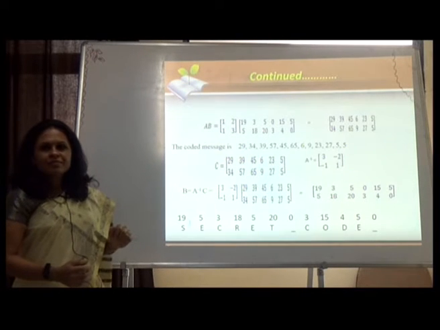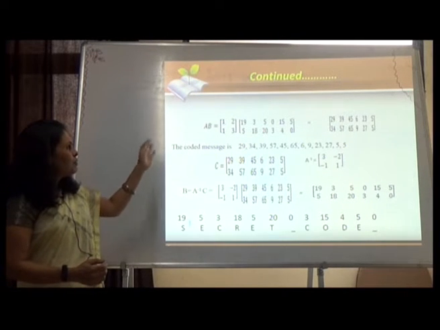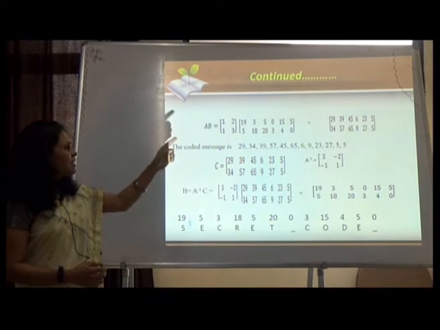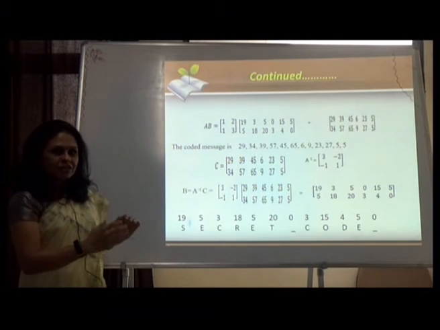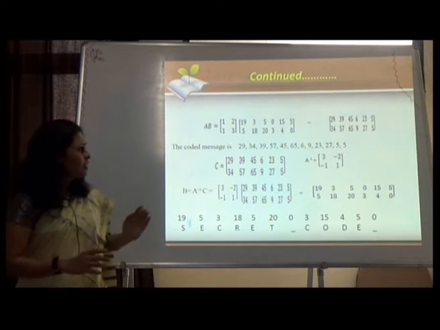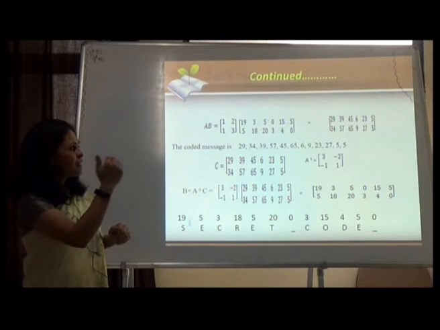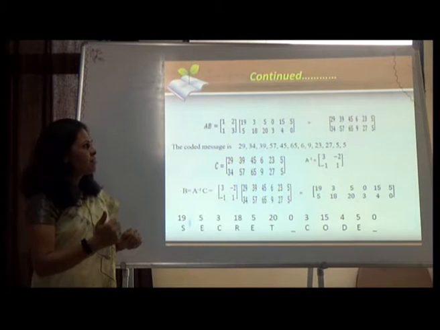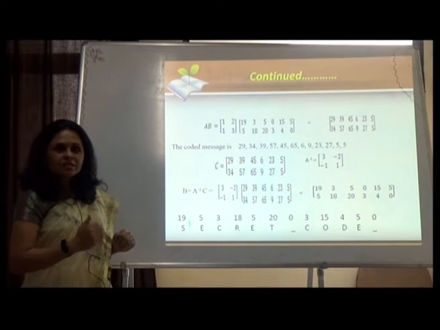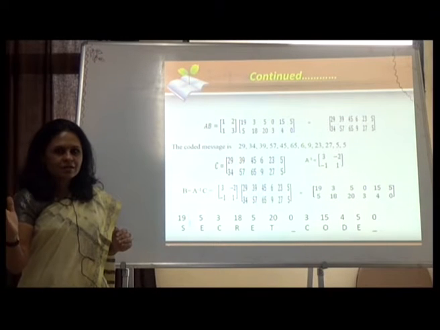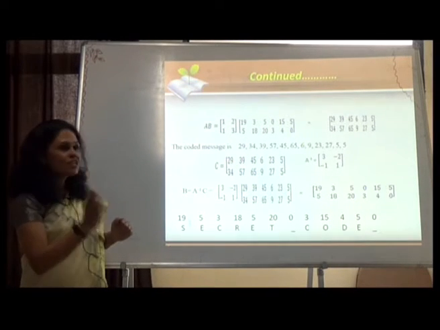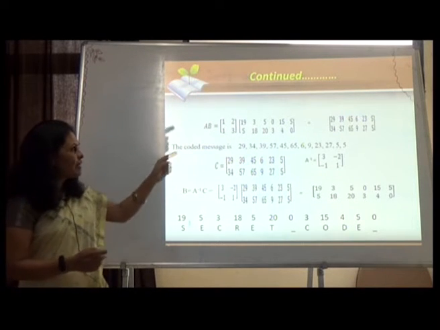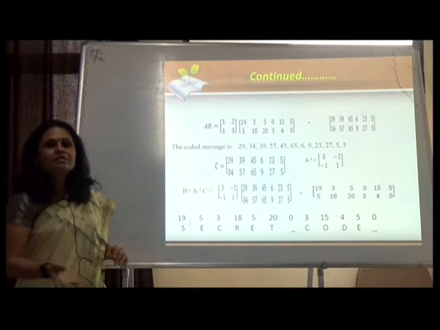A into B. Now, when you encode this, when you impose or induce this matrix A on B, it translates to C matrix. So, what is C matrix this time? As per the multiplication rules, it comes as 29, 34, 39, 57, 45, 65, 6, 9, 23, 27, 5, 5. This is the encoded matrix. Now, this encoded matrix is transferred to the receiver in a linear manner, not in the matrix manner. So, I have written that line which is transferred to the receiver.